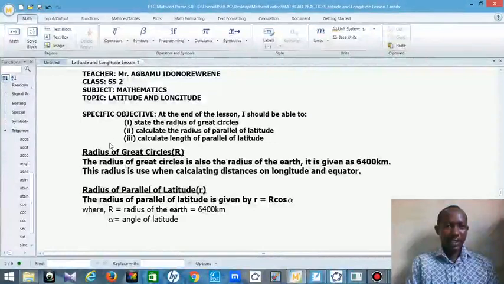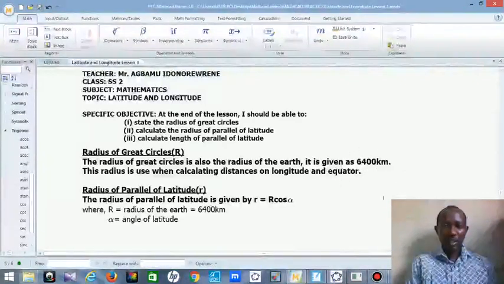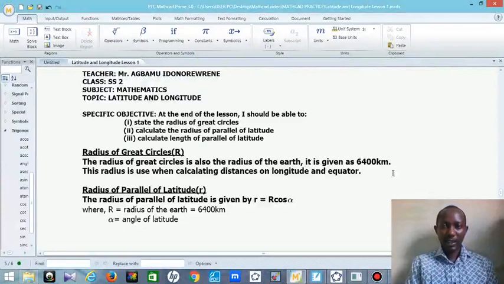For the radius of the Earth, which is also called the radius of the Great Circle, the radius is approximately given as 6,400 kilometers. So this is an approximate value given by scientists over the years. This is what we use most times in our calculation. Even in your WAEC exam, most times this radius will be given. But if it's just a sphere, not the Earth, they will also give you the radius that you will use.